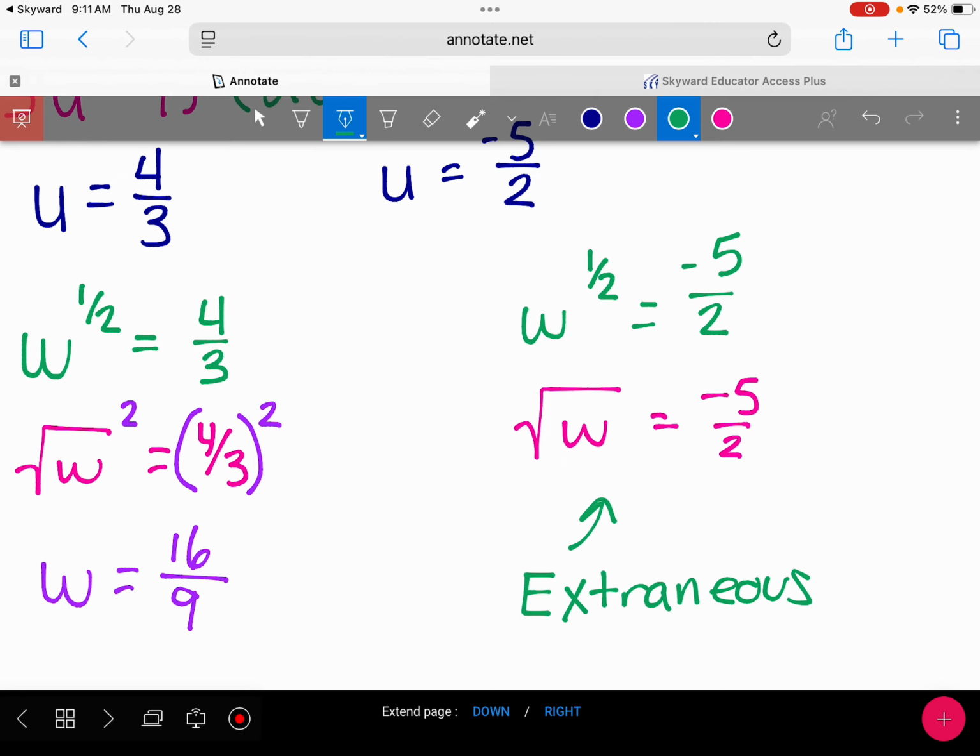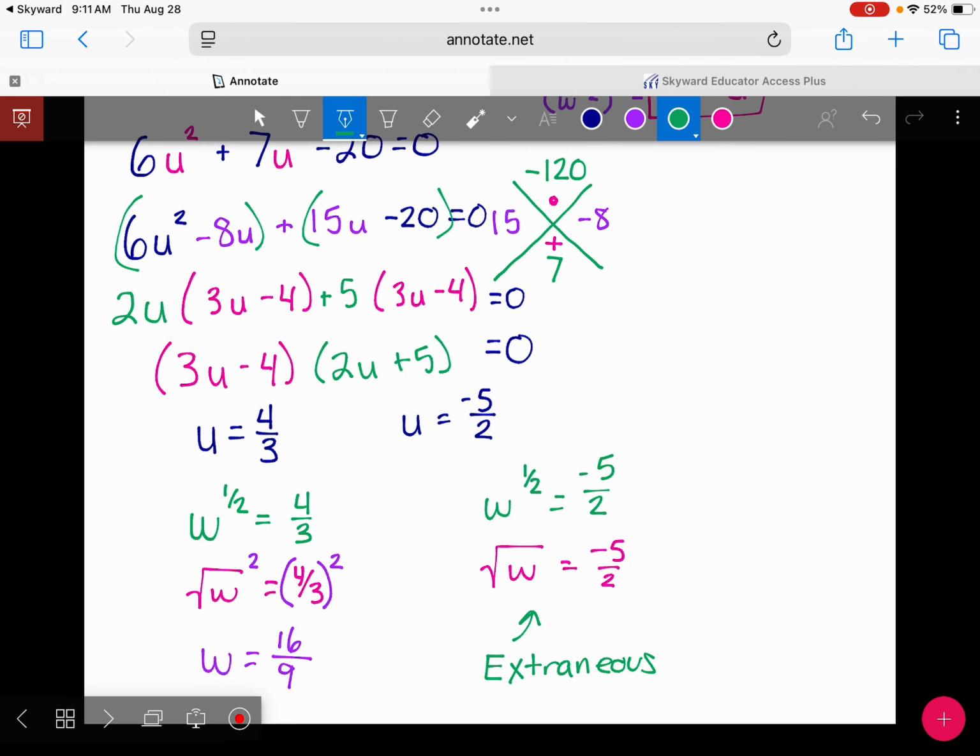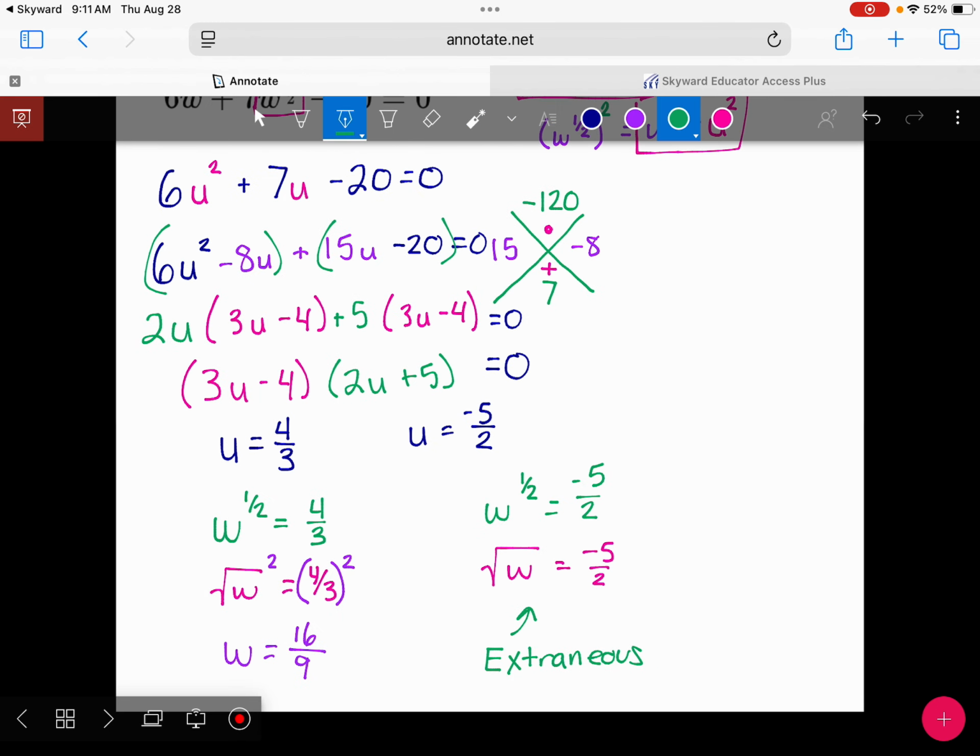We could square both sides and get to an answer and then substitute it back in to check that. But if we start to notice that with square roots, if I'm given a square root and it's set equal to a negative number, that's not going to happen. That's going to be extraneous. If we had an odd root, then we could take it. Like if we were taking a cube root, we can take the cube root of a negative number. But I can't take the square root. I'm never going to have a square root that equals a negative number.